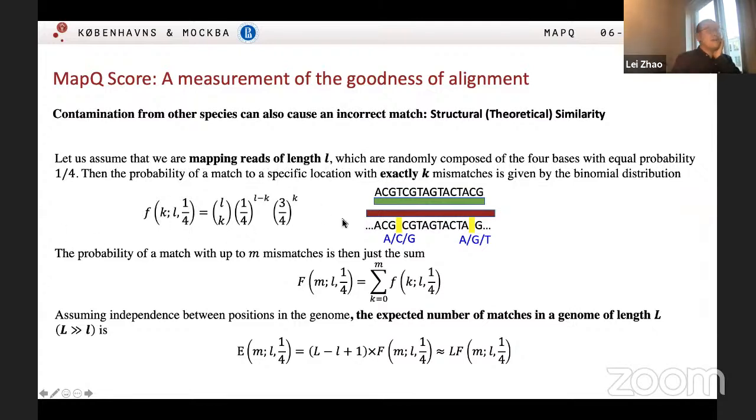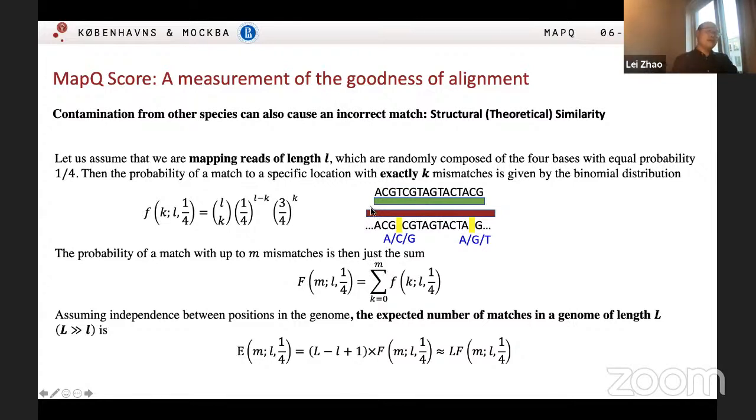And this is very easy to calculate, just a binomial distribution probability. If we allow up to m mismatches, the probability that a short read with a length of L will map to a specific position with a tolerance of up to m mismatches is calculated like this.